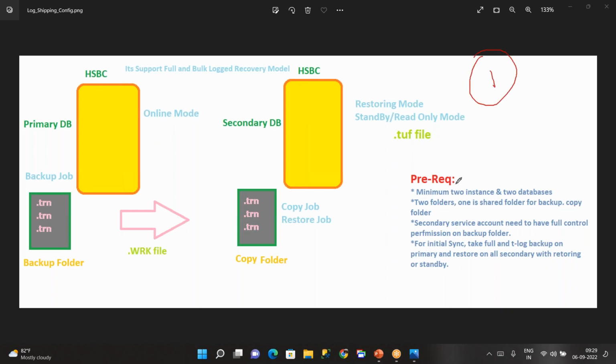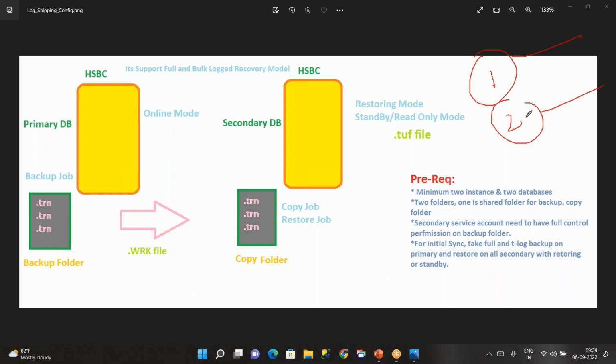First point. Now we are no longer using SQL Server 2005, 2008, 2008 R2, 2012. If 2005 itself is not there, then no need to worry. Directly you can go for it. Minimum we require 2 instances, 2 databases. That is the first point.